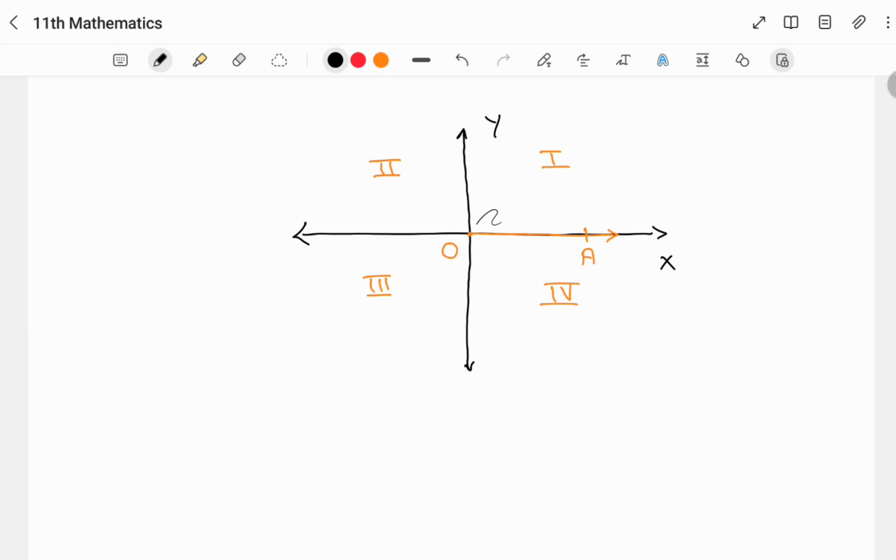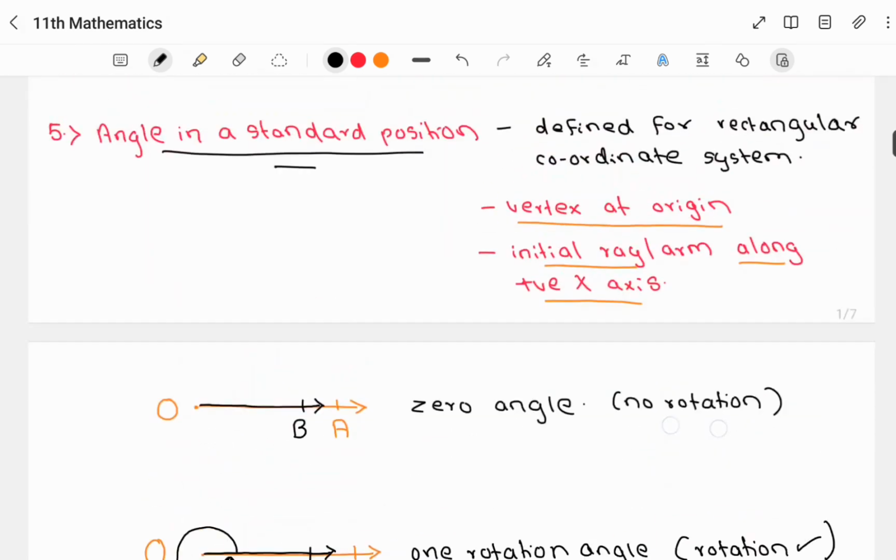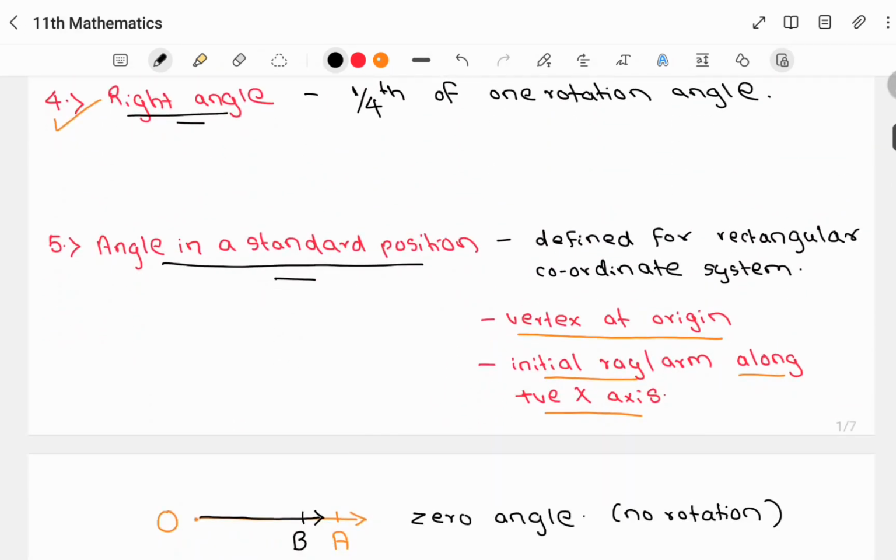It can be over here like this, it can be over here like this, it can also be over here like this. It can be anywhere in any of the quadrants. So what are the rotations? This is the first rotation, this is the rotation for the second angle, and this is the rotation for the third angle. Okay, the general sense of rotation is taken in the anti-clockwise direction for all the angles. Why? Because we consider it to be positive. Okay, so that was angle in a standard position.